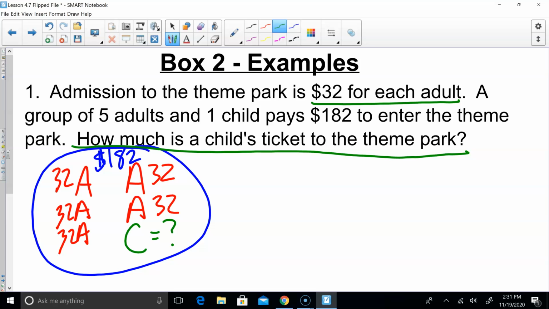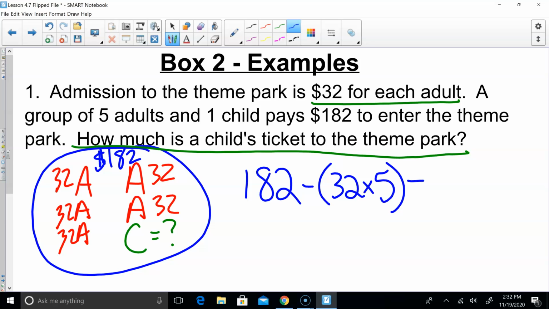Well, let's see if we can put this into an equation for us to solve. So I have 182 as my total. That's the biggest number, so I'm going to start subtracting from that. Now I could do 32, 32, 32, but if I have multiple groups, I can put parentheses, because we do order of operations, and parentheses come first. $32 per ticket times the 5 adults would give me the adults' cost, so I can check off that I got all of these parts mentioned in my equation. I'm left with just this one, and that's what I'm trying to solve.